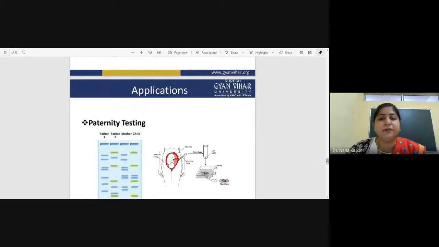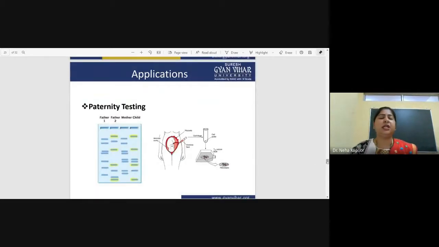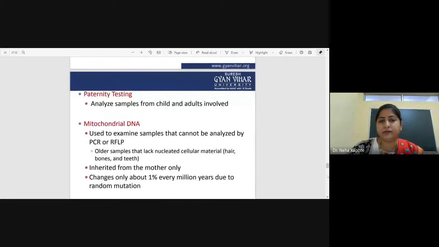Paternity testing: if there is some dispute regarding the identity of the biological father or mother, in that case also we can go for the DNA fingerprinting technique. We can check using samples from father 1, father 2, mother and child, and by comparing the bands we can ascertain that yes, this is the biological father or mother of a particular child. That means we can analyze the sample from the child and the adults involved.